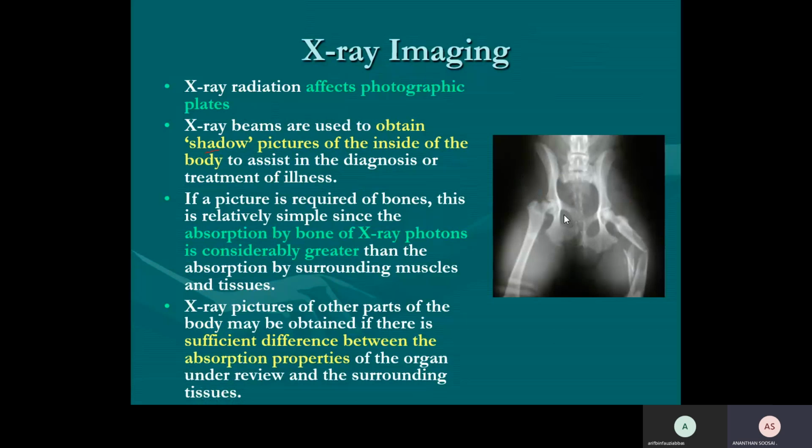The dark means the X-ray has hit with greater intensity. That means the dark is your soft tissues. When the X-ray passes, the soft tissue cannot absorb lots of X-ray. The majority of X-rays still hit the photographic plate. So this gives a very good contrast. If a picture is required of bones, this is relatively simple since the absorption of the X-ray photons is considerably greater than the absorption of surrounding muscle and tissue. Bone is very easy. No need to inject any contrast medium into your body.